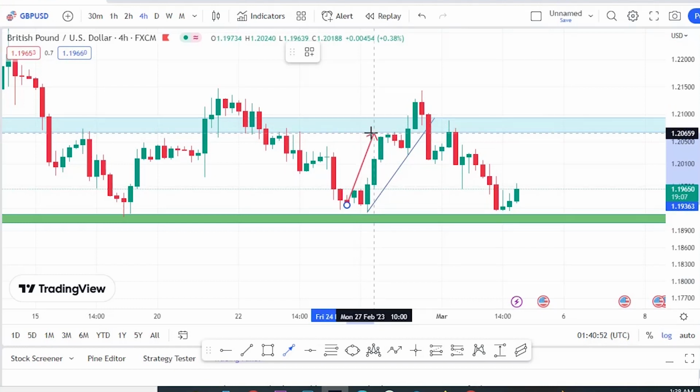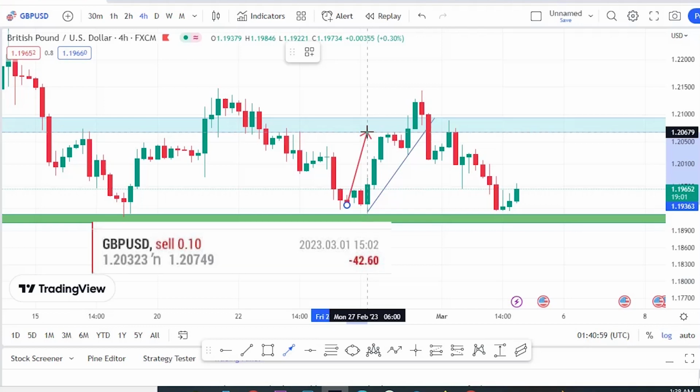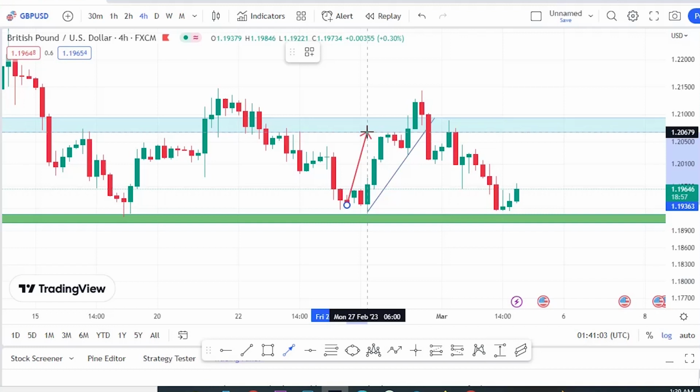So on GBPUSD, I first took a loss, and I'm just going to be placing it right here. I first took a loss on GBPUSD, and later on in the day I took the sell position again because I saw a potential of it pushing all the way to the downside.